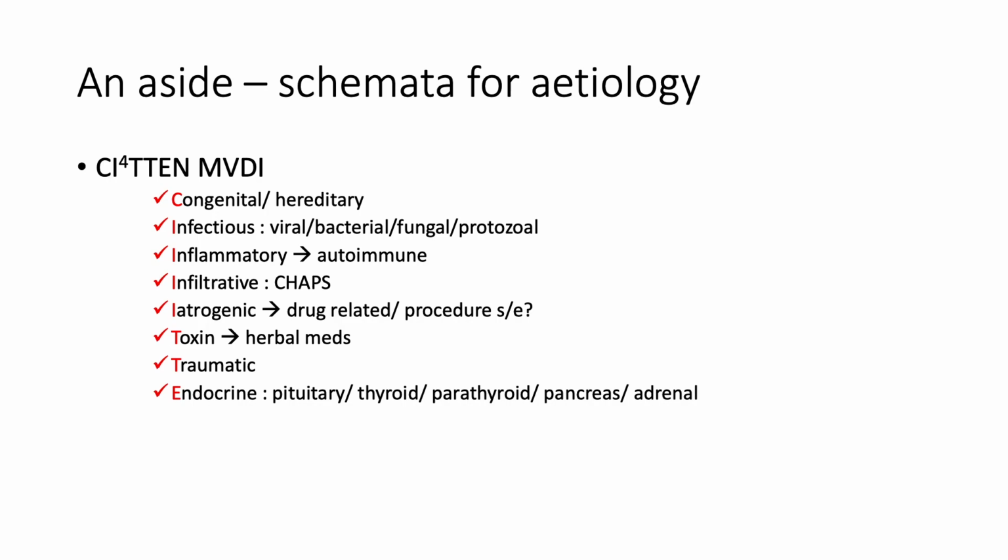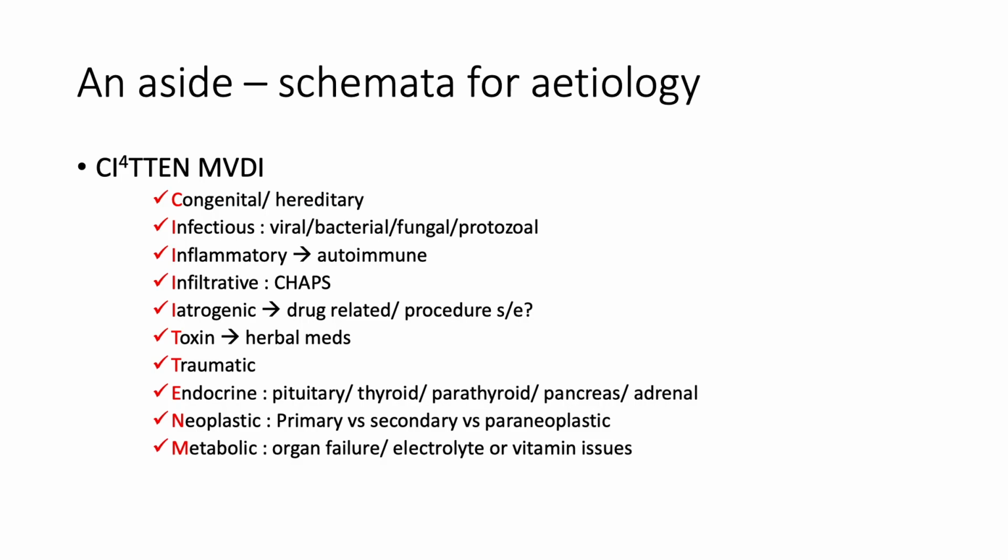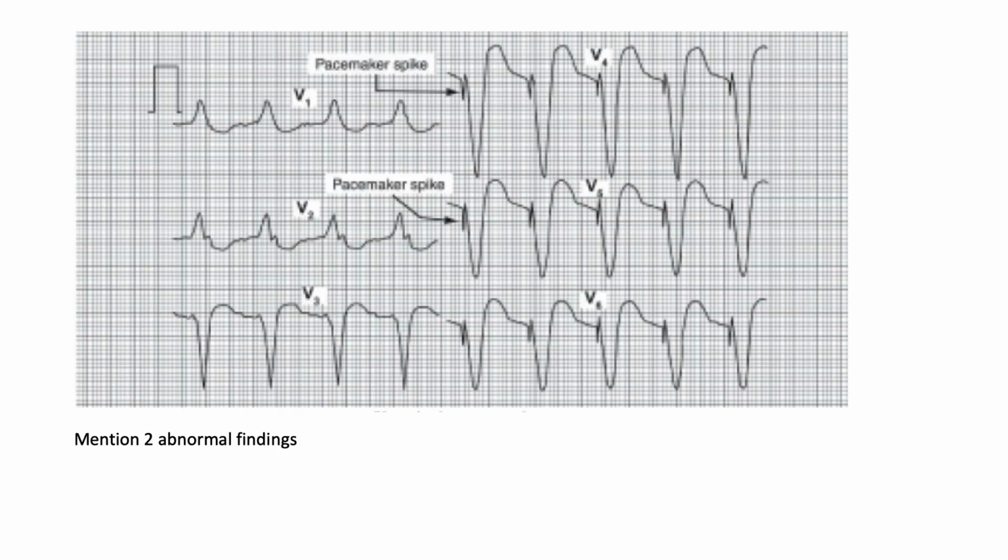Is it endocrine? With endocrine, we split it into the different endocrine organs. So is it pituitary, which is anterior or posterior? Is it thyroid? Is it parathyroid? Is it pancreas? Is it adrenal? Is it one of the 6 organs, right? Is it neoplastic in the way of a primary neoplasm? It could be a secondary or metastatic lesion, or could be part of a paraneoplastic syndrome. Is it metabolic in the way of organ failure or electrolyte or vitamin issues? And is it degenerative? That was just an aside, guys.